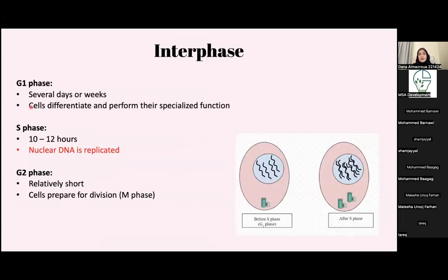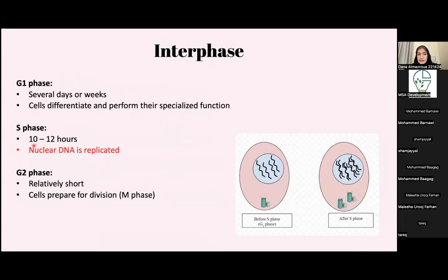Now, the interphase. So we said we have G1, S phase, and G2 phase. Now, the G1 phase is the longest of the interphase. It lasts for several days or weeks. The cells differentiate and perform their specialized function. And it's just common sense. There is not much to explain here.